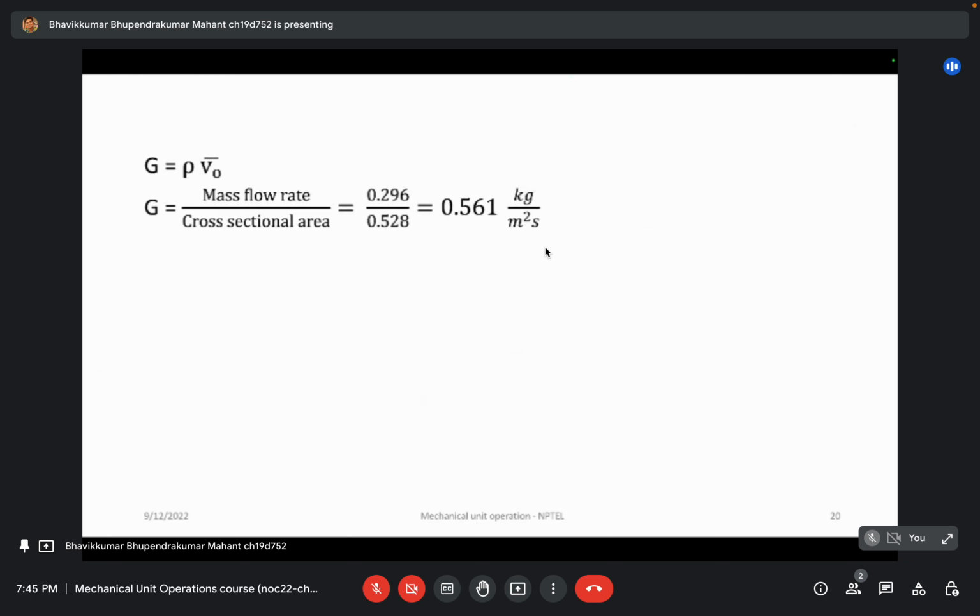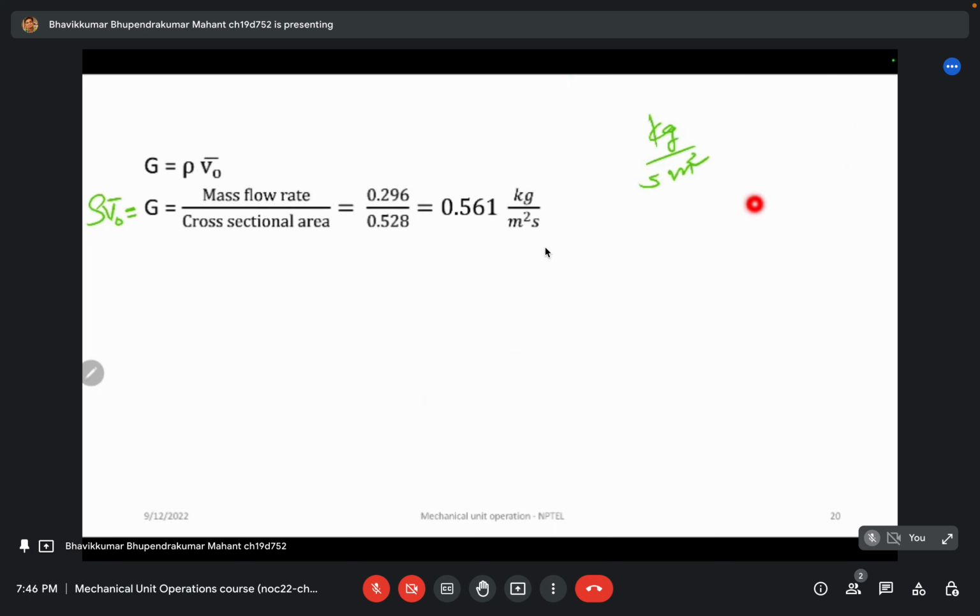If you want to find rho V naught bar, it is equal to G, which is equal to the mass flow rate divided by the cross sectional area. You will get the same kind of equation, with the same unit: mass per kilogram second into area.